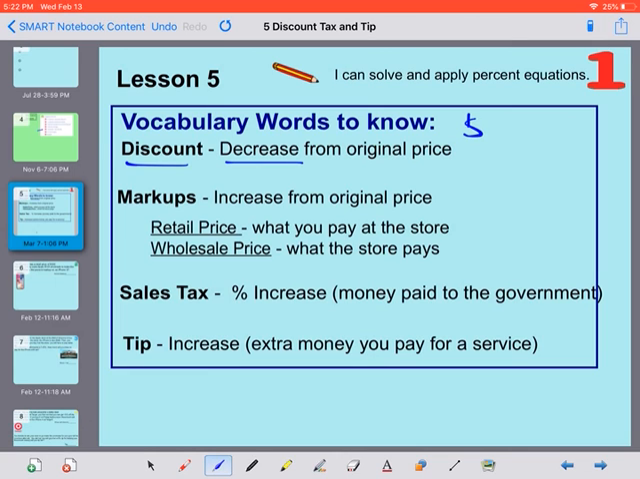It might be given to you as a dollar amount. You get a $5 discount or a 20% discount. So it can be given to you as either. A markup is an increase from the original price.